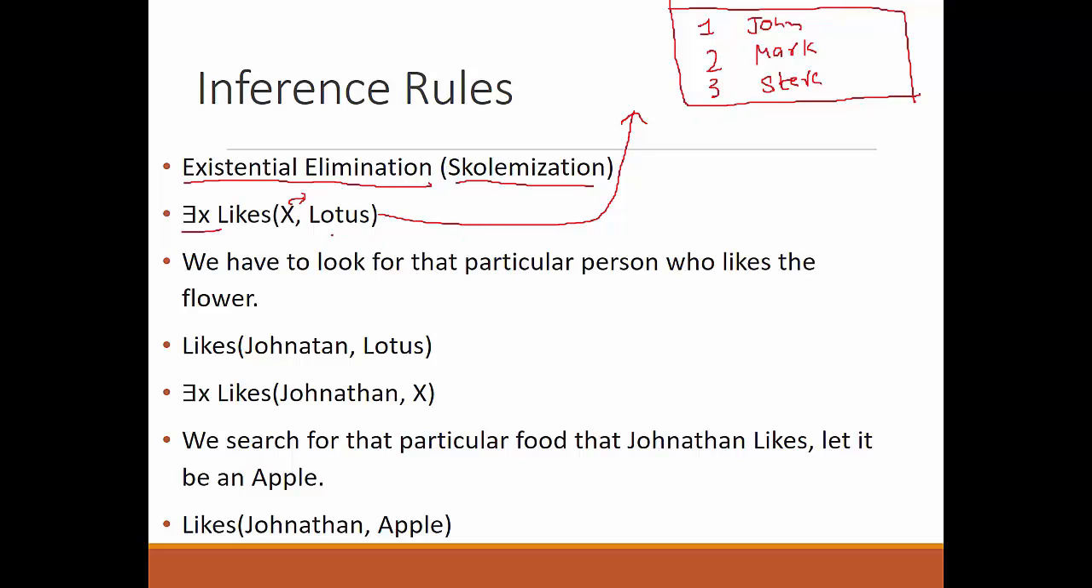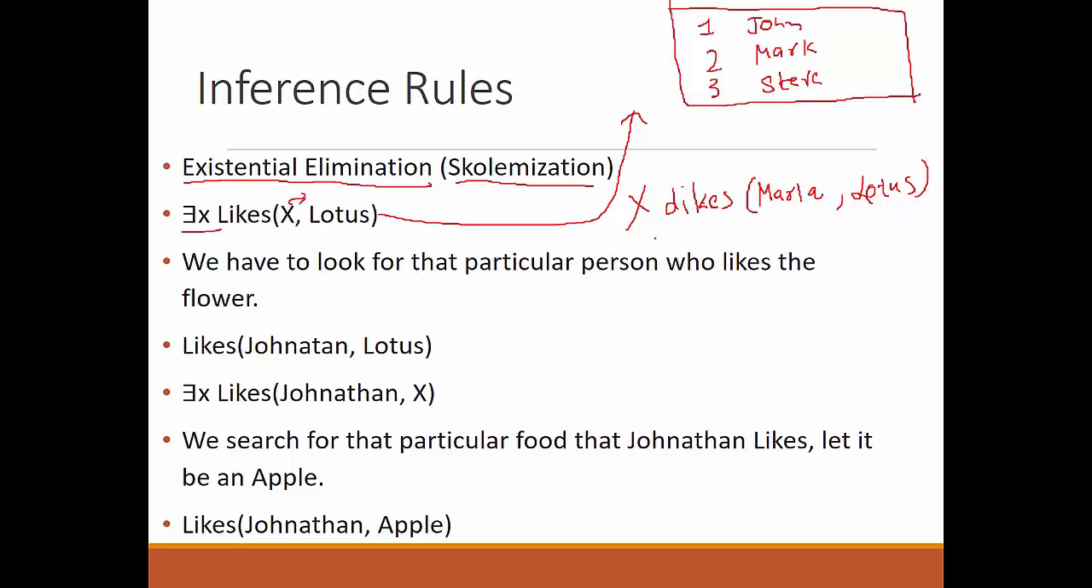Now, if we try to replace x with someone called Marla, so Marla likes lotus, it won't help us in eliminating the existential quantifier because it's not in our knowledge base. We do not have anything that endorses that Marla is a person who likes lotus. So here we won't be able to eliminate the existential quantifier.